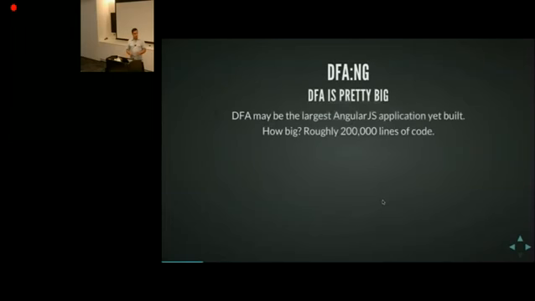The first thing you ought to know is that DFA is pretty big for an AngularJS application. In fact, we believe it's the largest AngularJS application out there. Who knows what somebody's doing in some basement somewhere, but we think it's the largest. It's about 200,000 lines of code. And this number is inclusive of views and tests. But even if you just take into account non-test, non-views, we're nearly at 100,000 lines of code. So it's quite large for an AngularJS application.